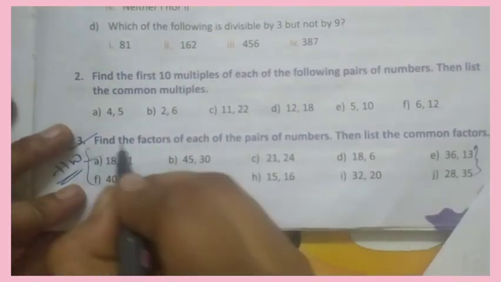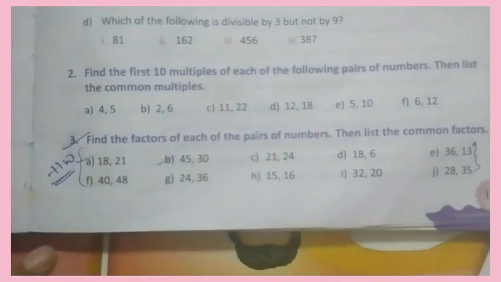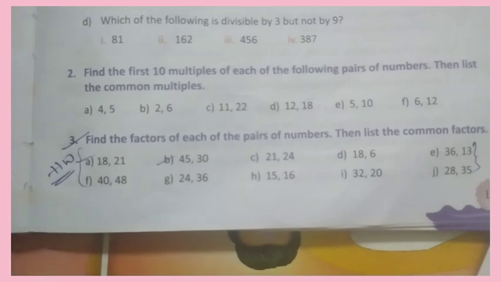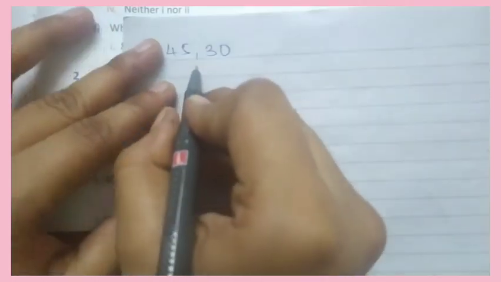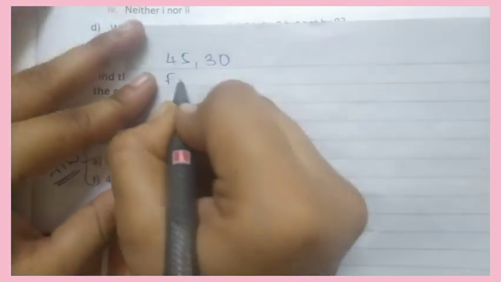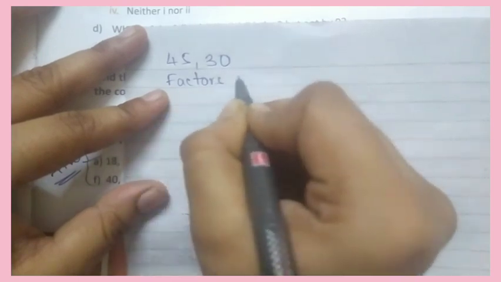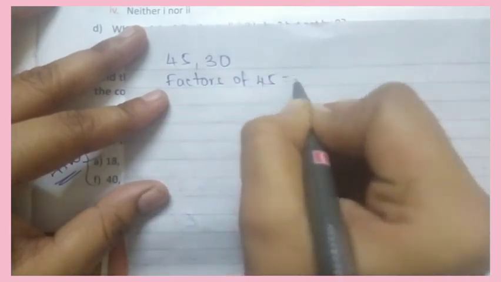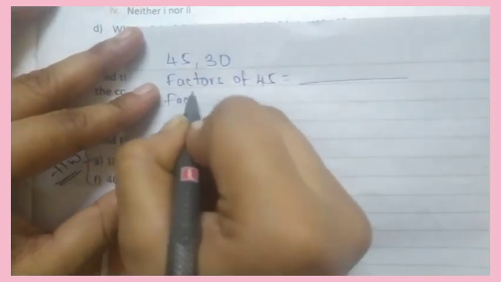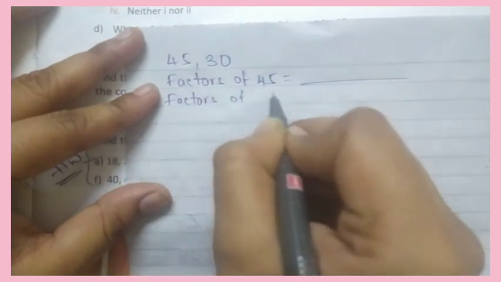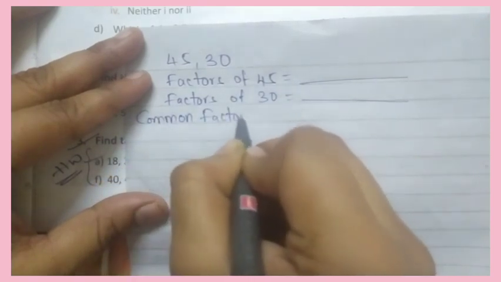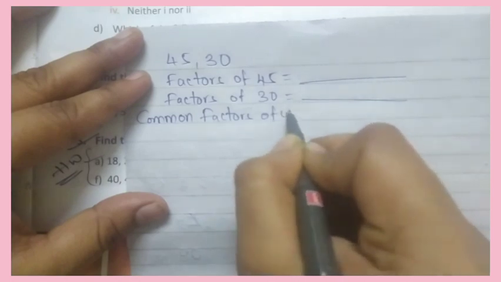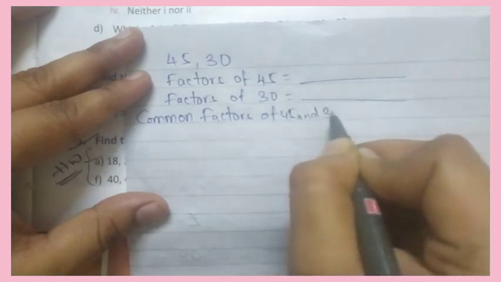I will explain one more for you, B also. Look here, 45 and 30. We'll write first the factors of 45, then we'll write the factors of 30, then the common factors of 45 and 30.